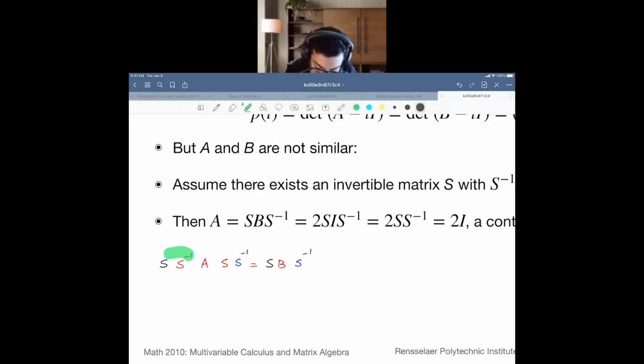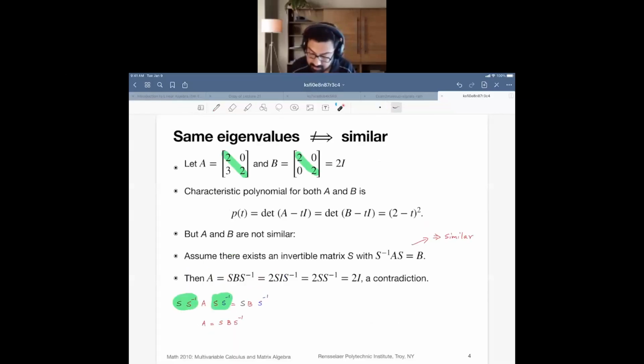All of this becomes identity. All of this becomes identity. And you're left with A equals S B S inverse. So if that condition were to be true, if the matrices are similar, another way of writing that is A equals S B S inverse.